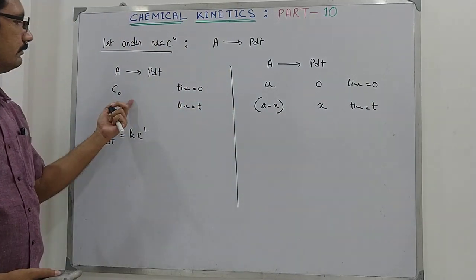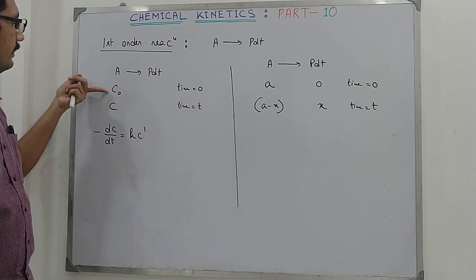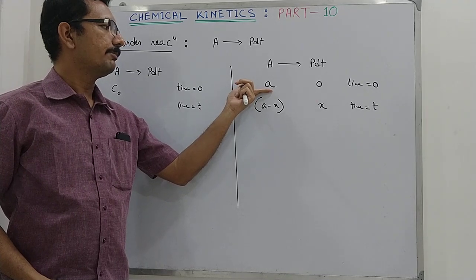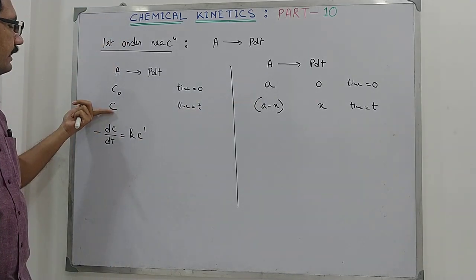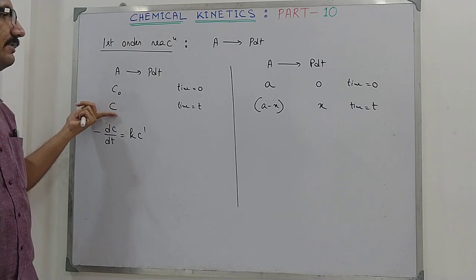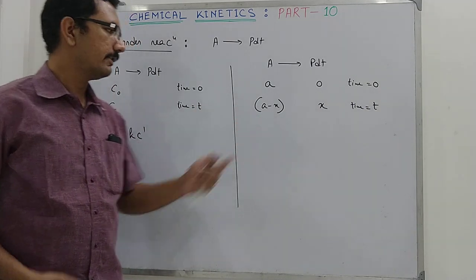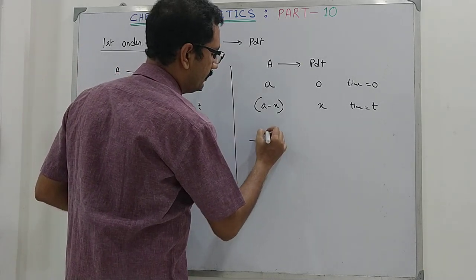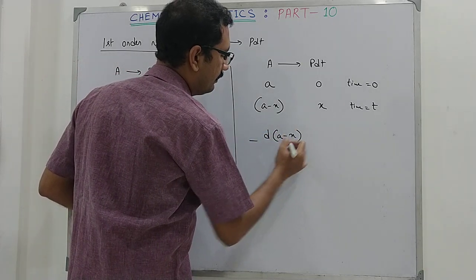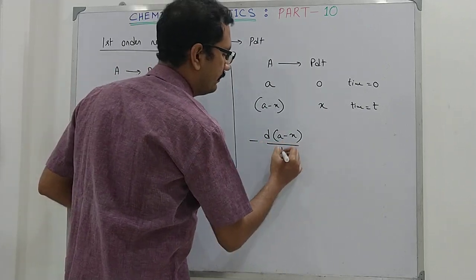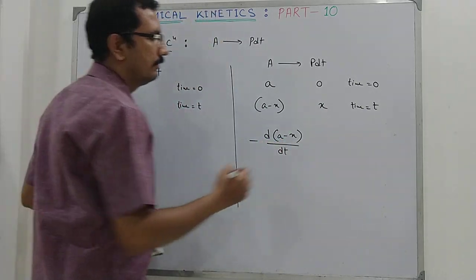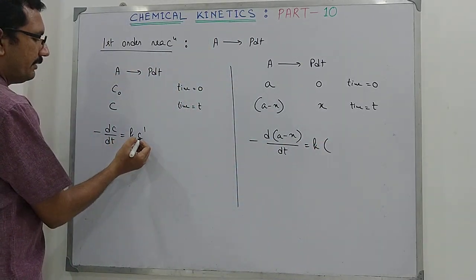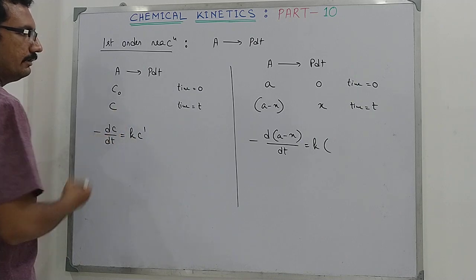So you can compare these two approaches. You see C0 here is resembling A in this approach, and what is C, that is the amount of A that is left after time t, is given by A minus X. Now the differential form of the rate equation is minus d of (A minus X) upon dt. So here it will depend on the concentration at time t.